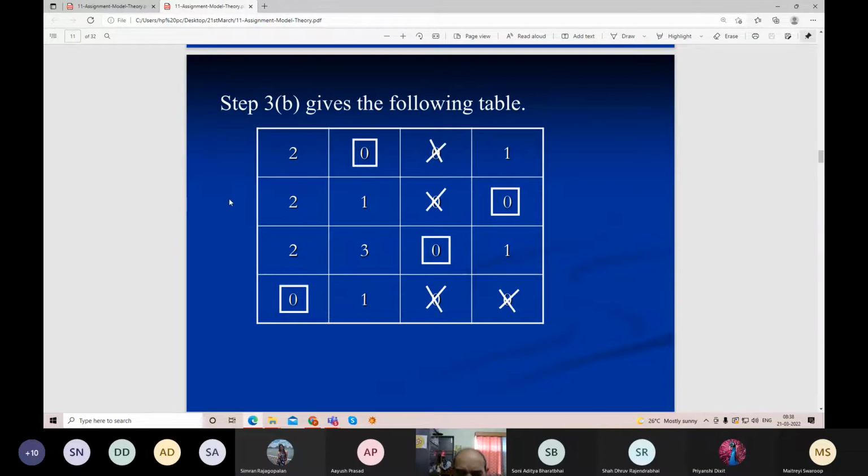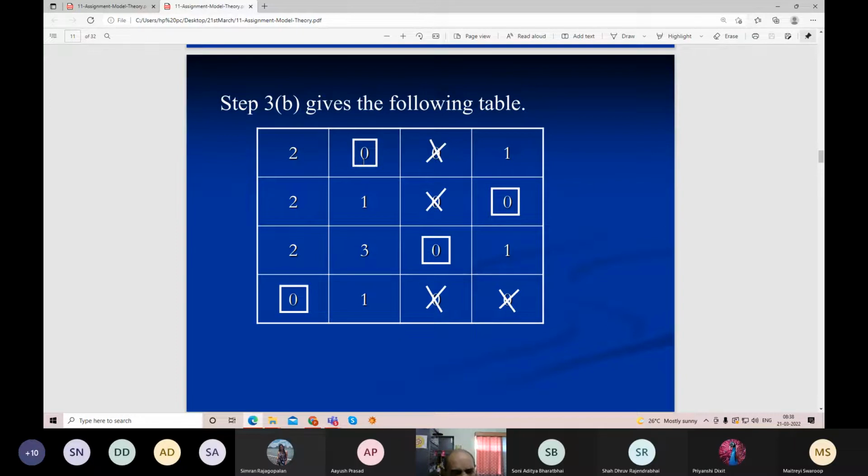Second worker is assigned to the fourth job. Third worker is assigned to the third job. And fourth worker is assigned to the first job. Now, if you are assigning in this manner, what is the solution? The solution is like this.